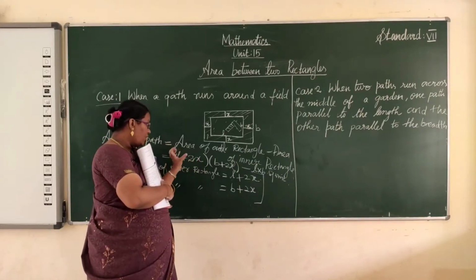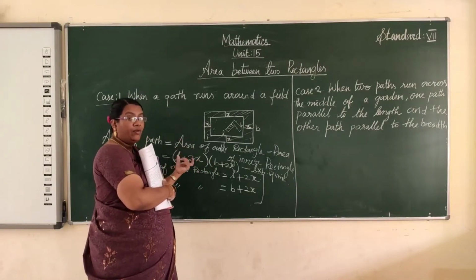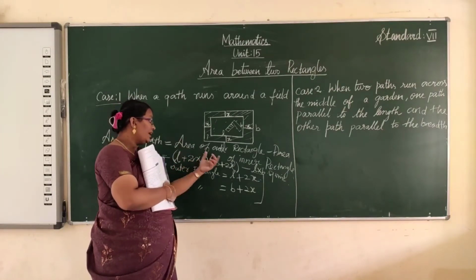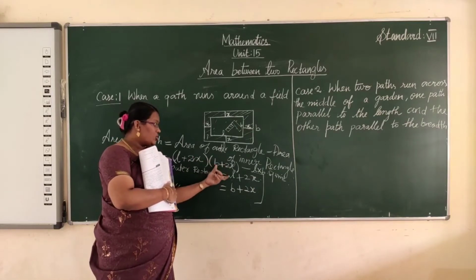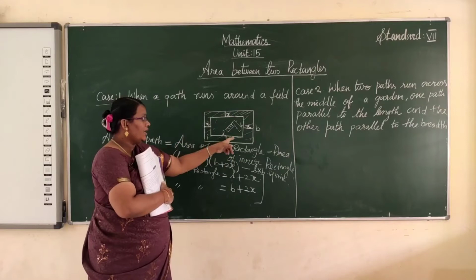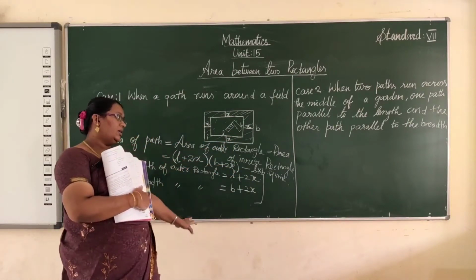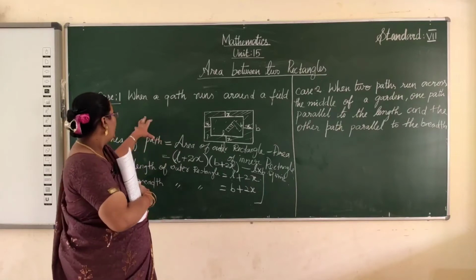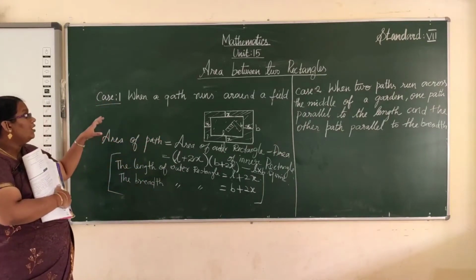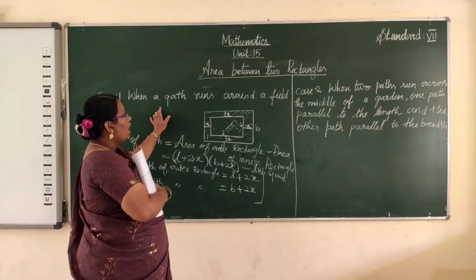Okay, so the general formula is L into b. Here for the outer rectangle, the value of the length is L plus 2x, the breadth is b plus 2x, and subtract the inner rectangle. So area of the inner rectangle is L into b square units. So we use this formula when we have to find out the pathway around the field.